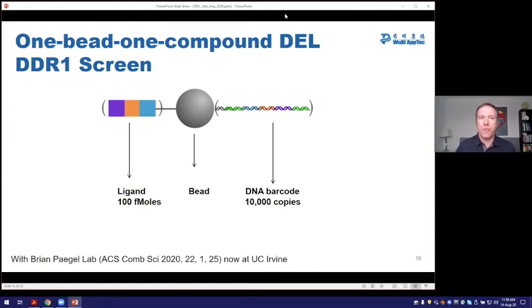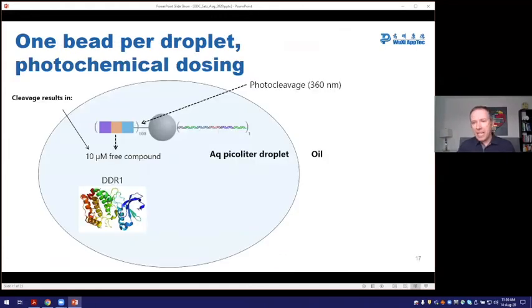So the way to get around that is to make these one-bead-one-compound DELs. And in this case, the ligand is attached to the bead, and a bead is attached to the barcode that encodes the ligand. And in this case, you can put the bead in a very small picoliter droplet of water, and you can photocleave the ligand from the bead. Now the ligand is free to travel in solution and interact with the target or a cell. And the connection between the ligand and the barcode is kept because both are trapped within this picoliter aqueous droplet.